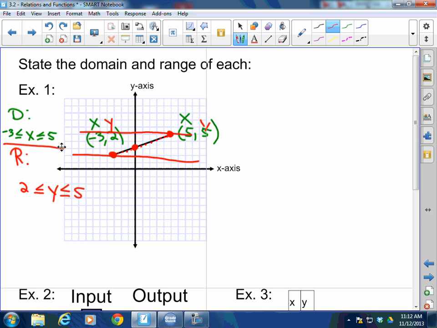So doesn't that mean that everything in between also has a value? So the values that are valid in the range, the y values, are between 2 and 5. So y is greater than or equal to 2, but less than or equal to 5. Yes, sir?